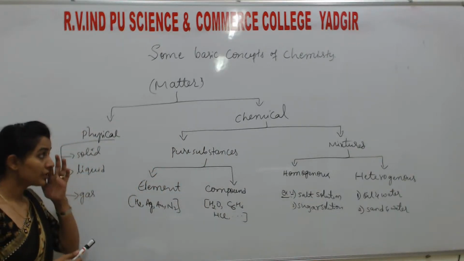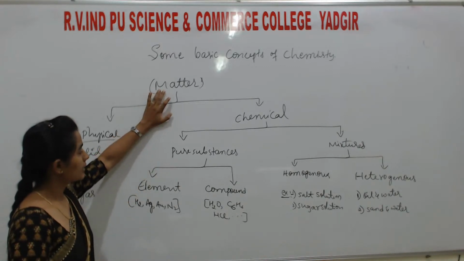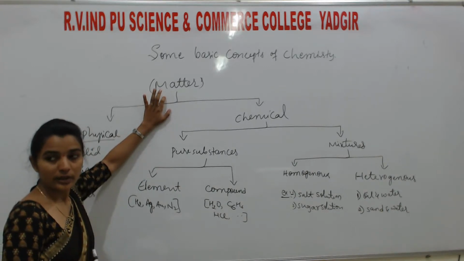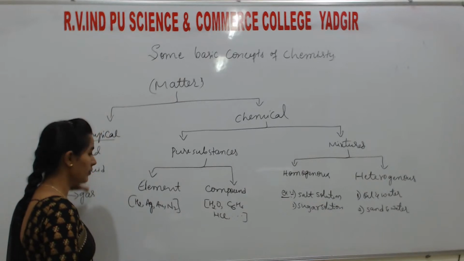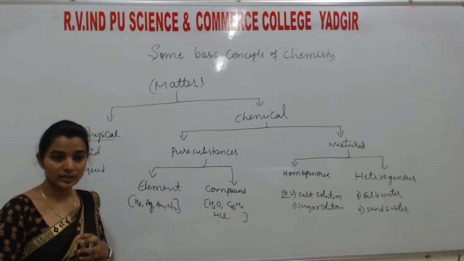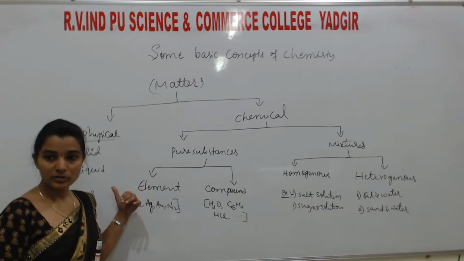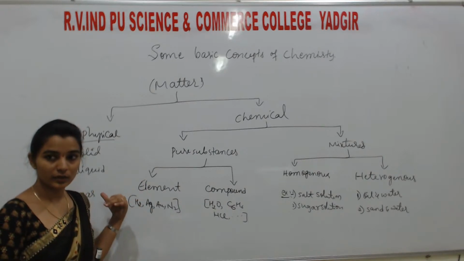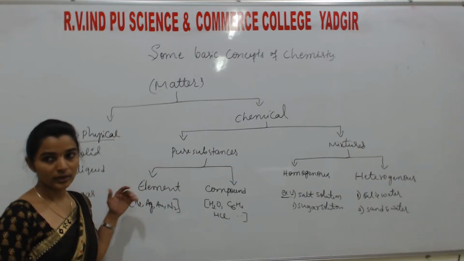Next. So students, here, this matter means, as I told you, it is a substance that has mass and occupies some space. Next, in the physical classification, it is solid, liquid, gas, that is based on what? Arrangement of the atoms. If it has a definite mass, shape and volume, then it is a solid. If it has mass, volume but not shape, that is liquid. If it doesn't have any definite shape or volume, then it is a gas.